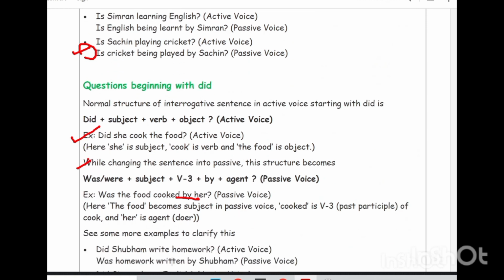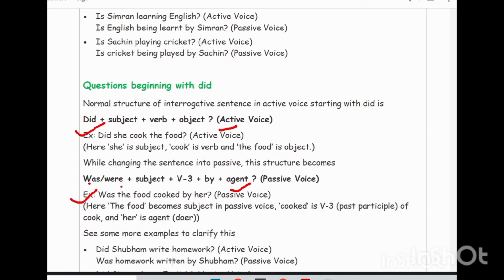Questions beginning with did. Now you know that some questions begin with did. So how can we do this? Did plus subject plus verb plus object. For example, did she cook the food is active voice. Now the passive voice of this sentence is this one. For example, was the food cooked by her? Passive voice.